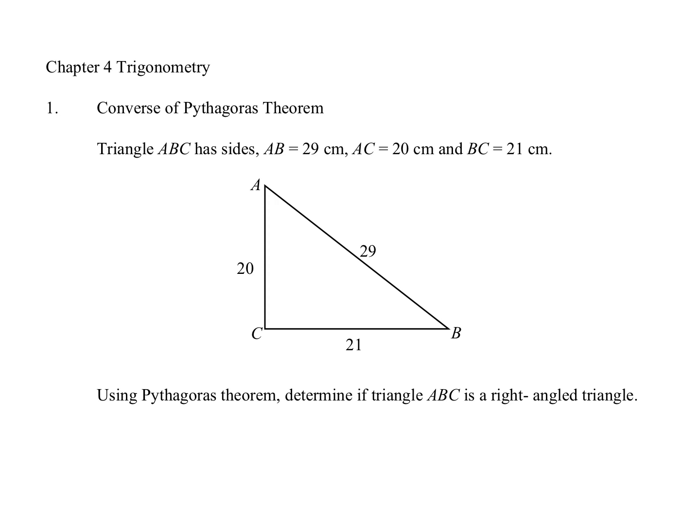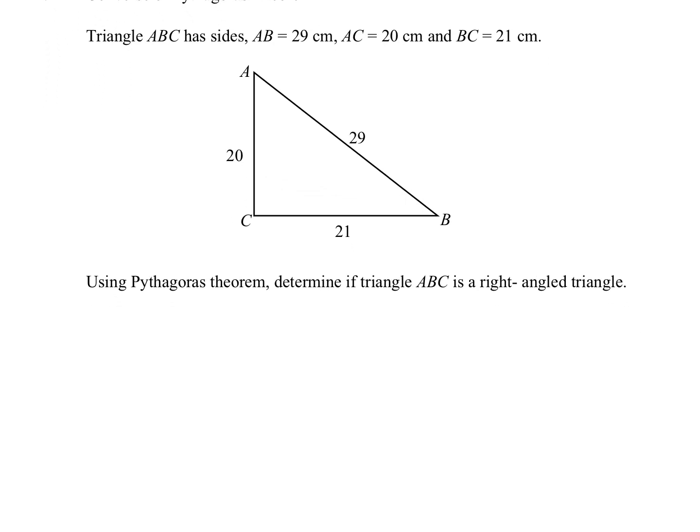So converse of Pythagoras theorem starts with something like that. Triangle ABC has these three sides. AB is 29, AC is 20, and BC is length 21. Using Pythagoras theorem, determine if this triangle is a right angled triangle. So what we're going to do, we need two values actually. The first part, we need the longest side, which is AB.